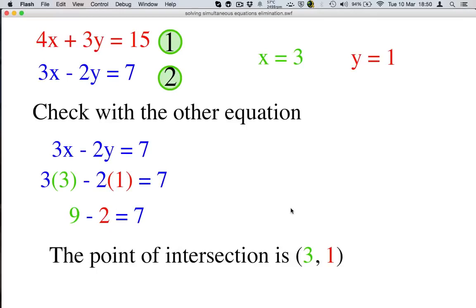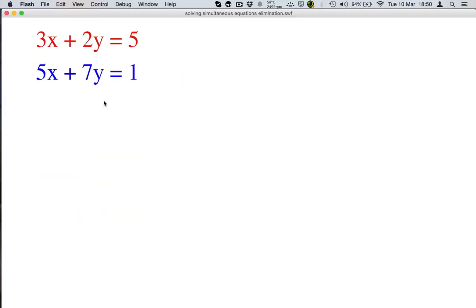Now let's look at another example where there are no negatives in front of the letters. Okay, we can see here that it's positive 3x plus 2y equals 5 and 5x plus 7y equals 1. No negatives. So first of all, let's label our equations. Now we can choose any letter to eliminate. Just for a change, let's eliminate x. And the reason we can choose any one is because they are all positive. And we'll make one negative when we need to.